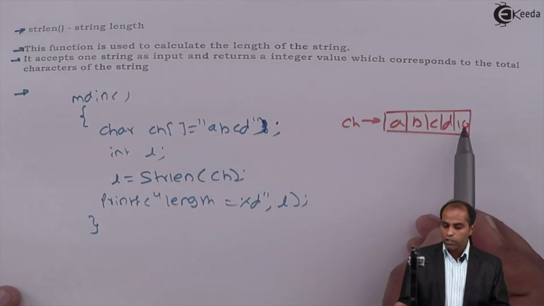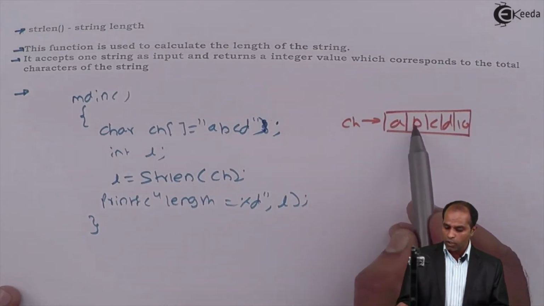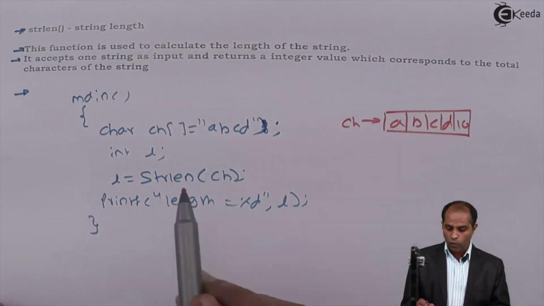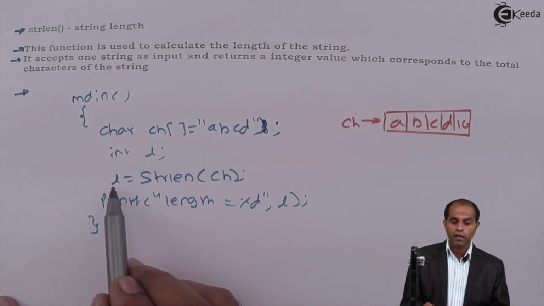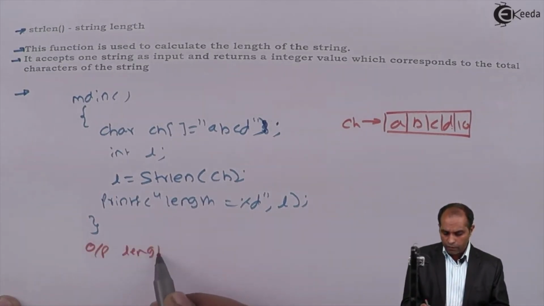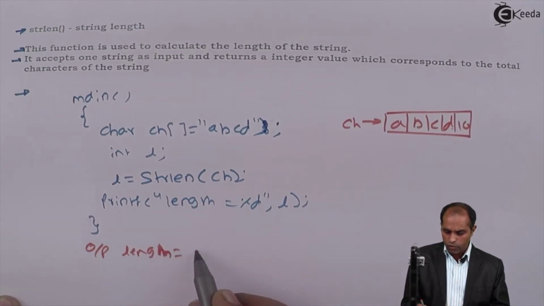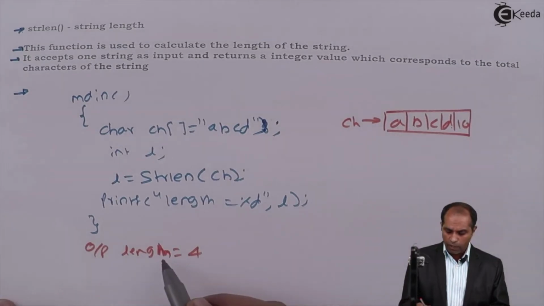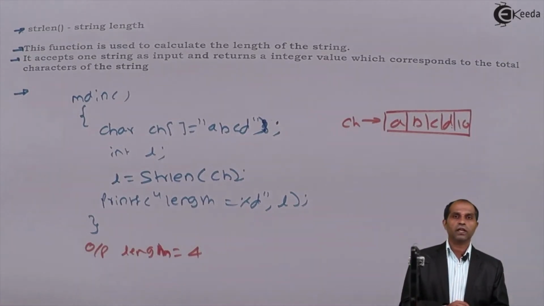It will not count the space occupied by the null character: 1, 2, 3, 4. It gives me the count as 4, and that count is stored into L. And here the output which comes is length equals to 4. So here we will take the length of this particular string as 4 characters.